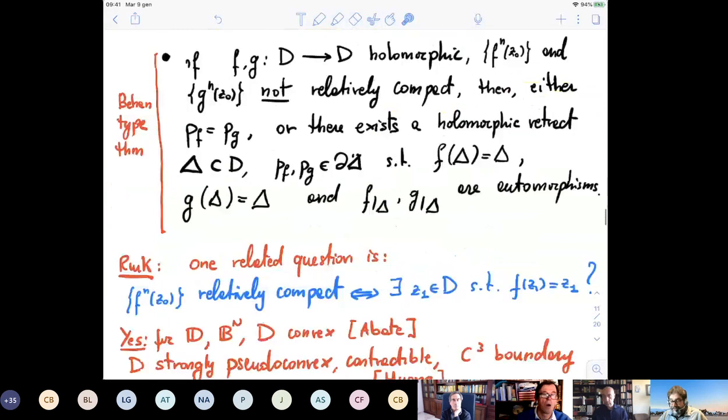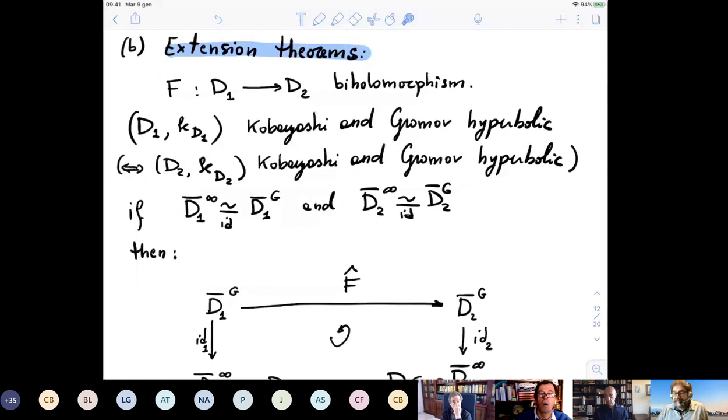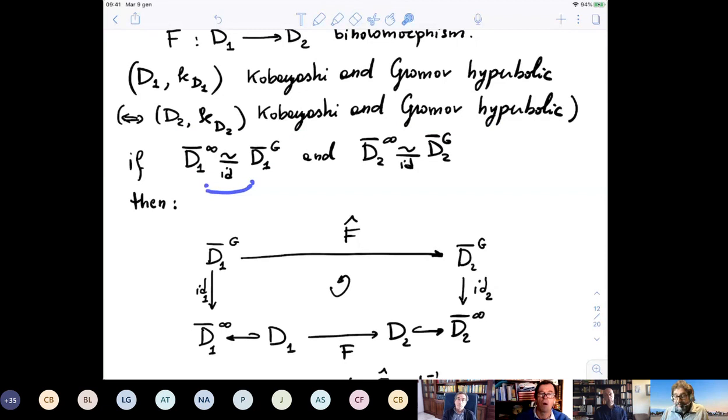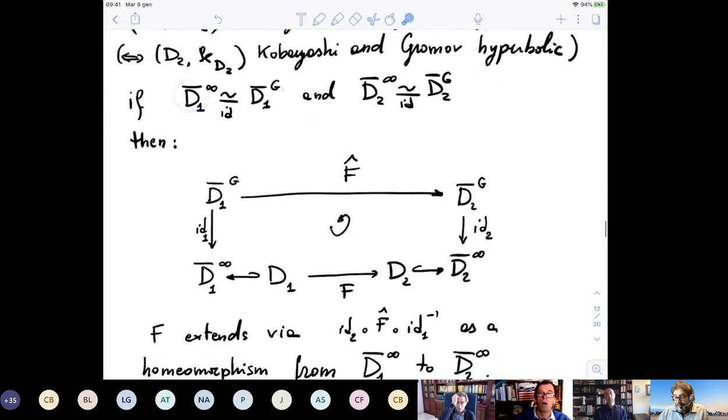The second natural extension is about extension theorems. If you take a biholomorphism between two domains, you ask whether this map extends in some sense to the boundary. Now, if I take D1 to be Kobayashi and Gromov hyperbolic, then since a biholomorphism is an isometry between the Kobayashi distances of D1 and D2, this means that also the second domain is Kobayashi and Gromov hyperbolic. Now, if the identity extends in a natural way as a homeomorphism up to the closure, in the Euclidean and in the Gromov sense, then we do have this commuting diagram.